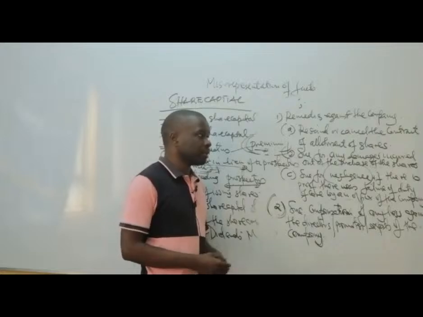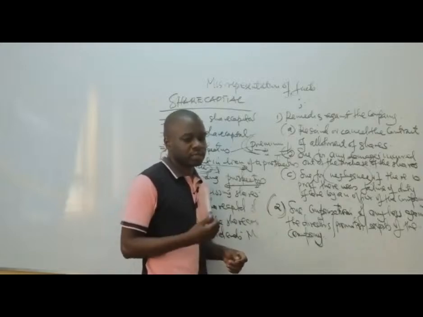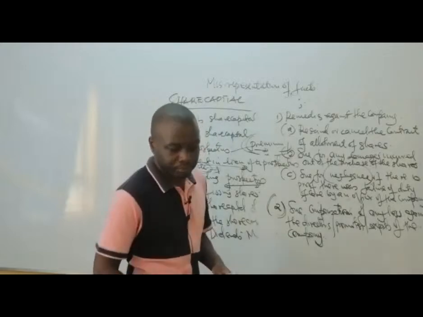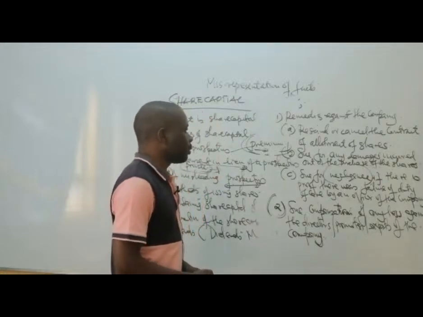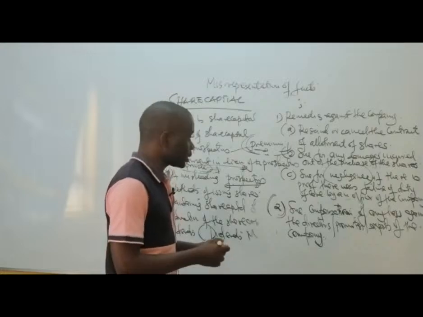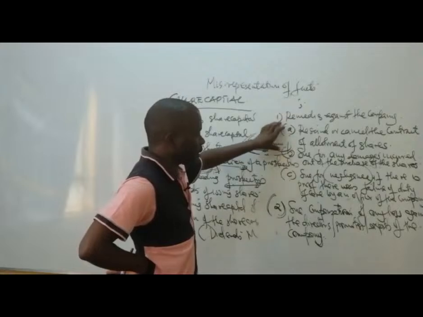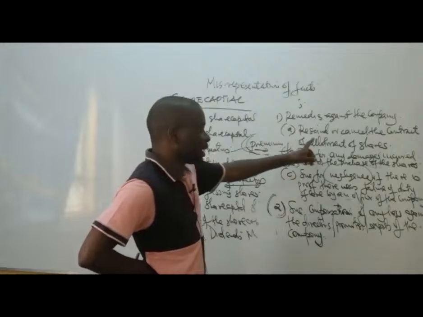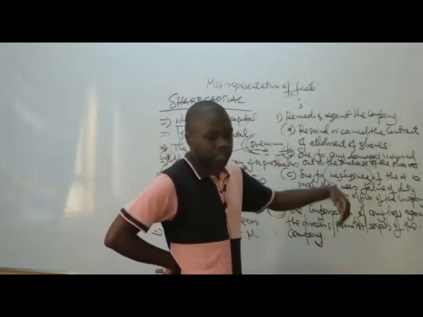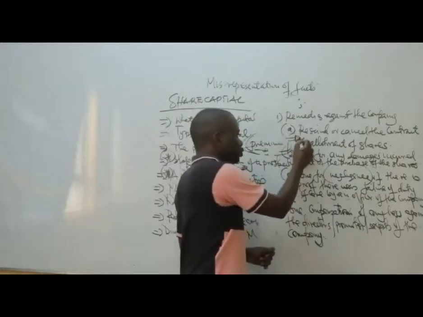So these are the remedies that can be put forward by that particular lady known as Rose Sagina. Maybe before we proceed to those other two questions, we've said that one of the remedies is that you can rescind or cancel the contract of allotment of shares. But there's something you need to note here.